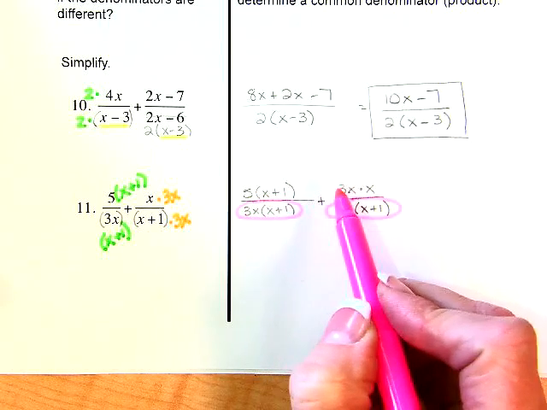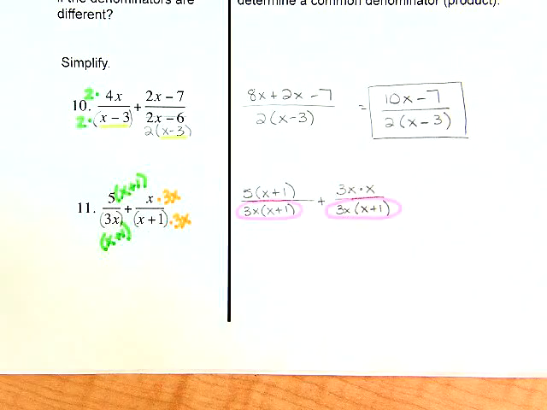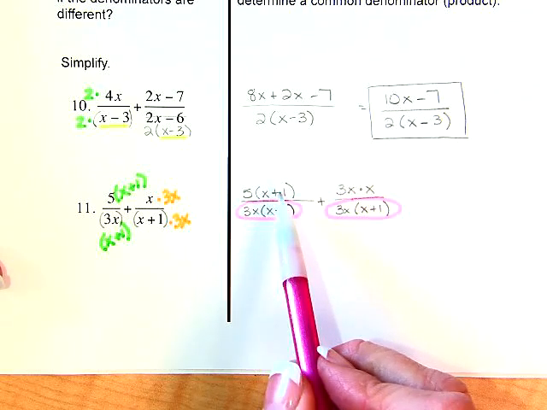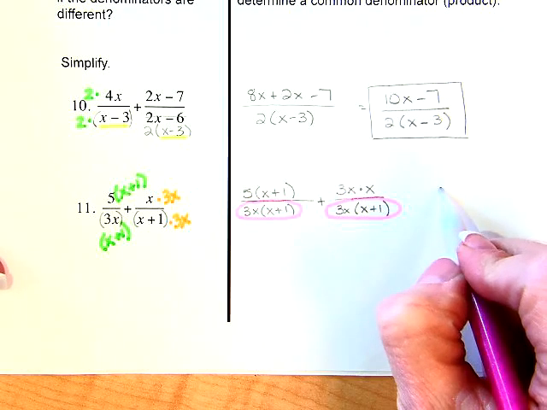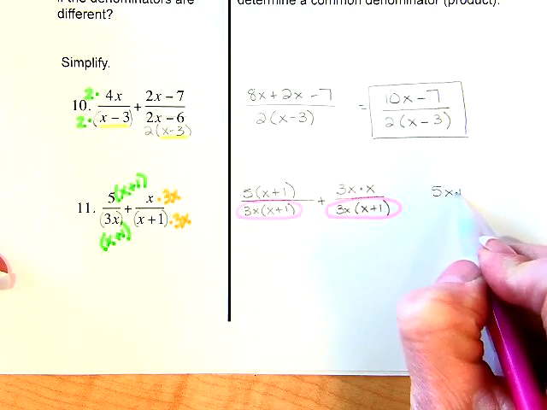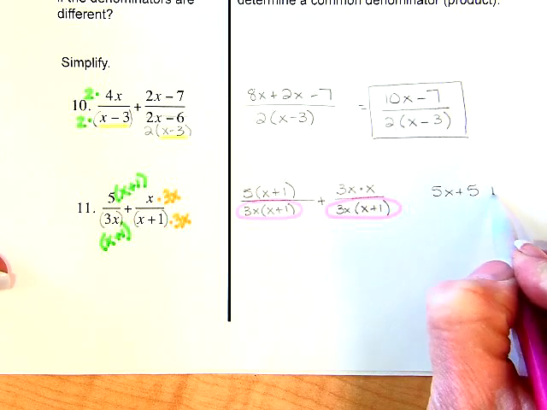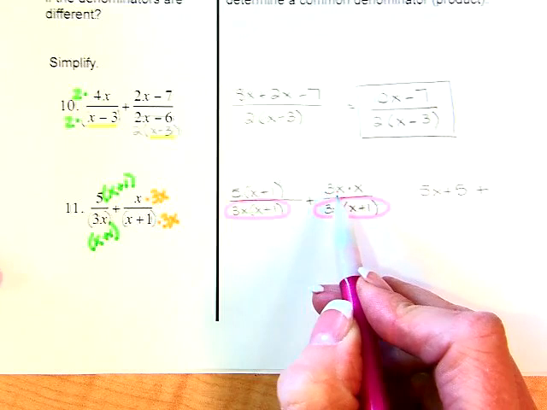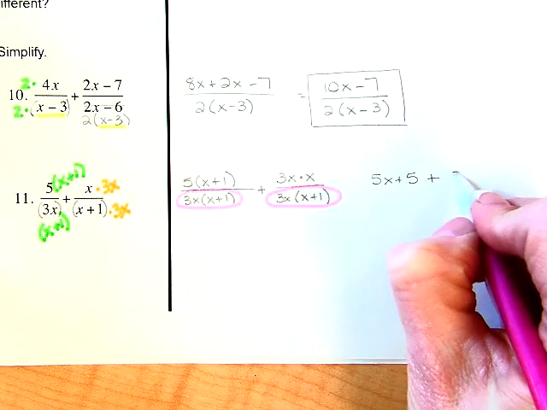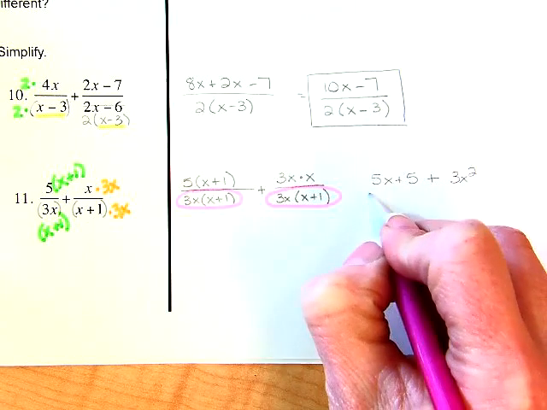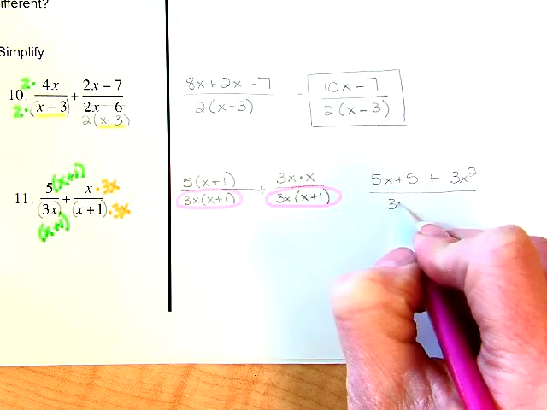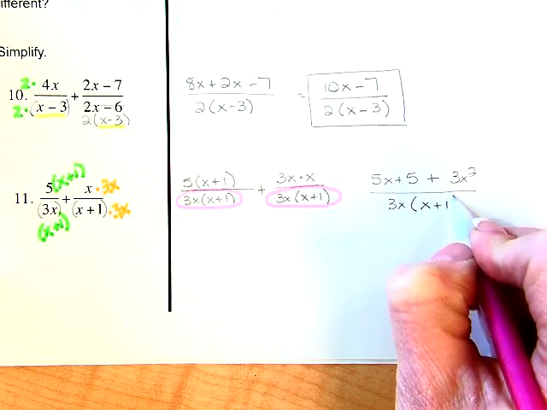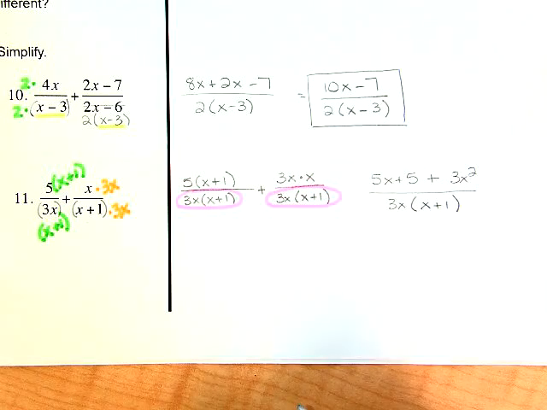And that means I can actually combine them. So what I'm going to do now is combine the numerators. So in this numerator, I'm going to distribute the 5. And so I am going to get 5x plus 5 plus, then I'm going to multiply these two together, which is 3x squared, all over 3x times the quantity x plus 1. So that's where we're at.